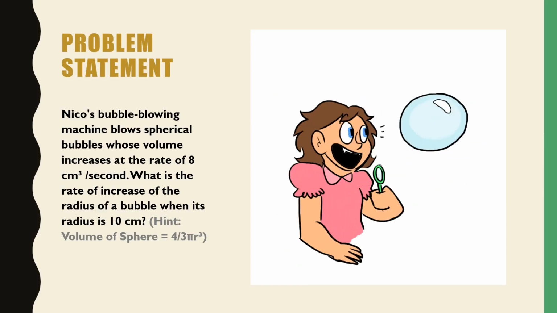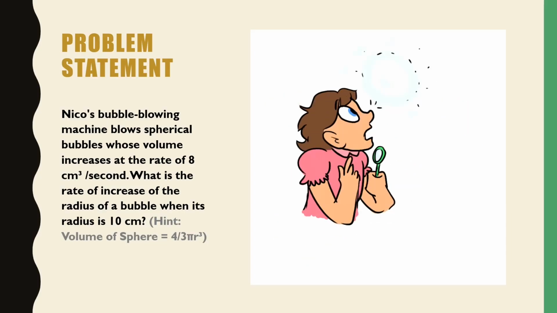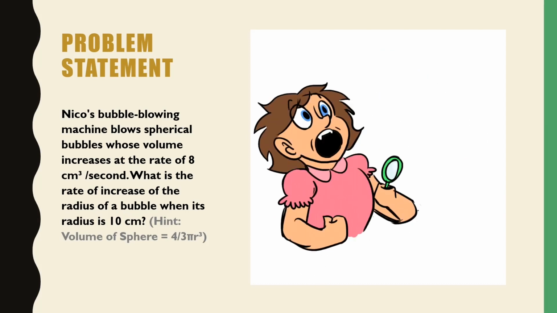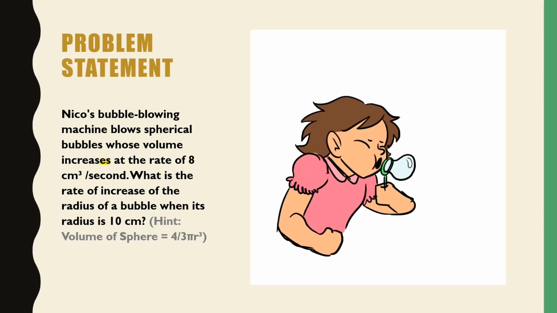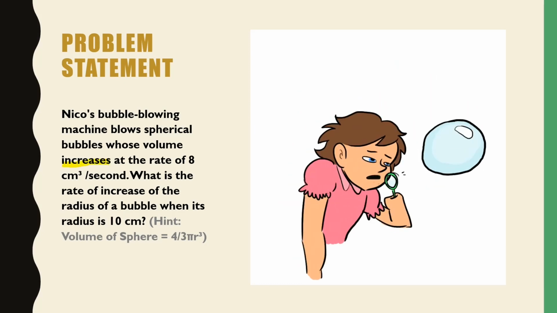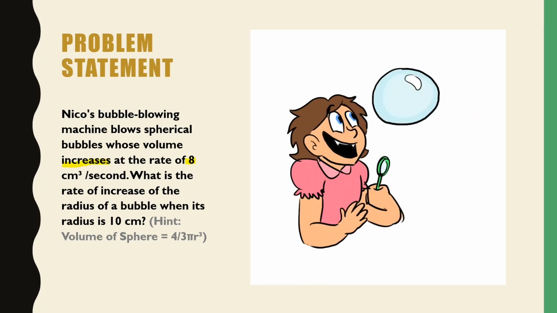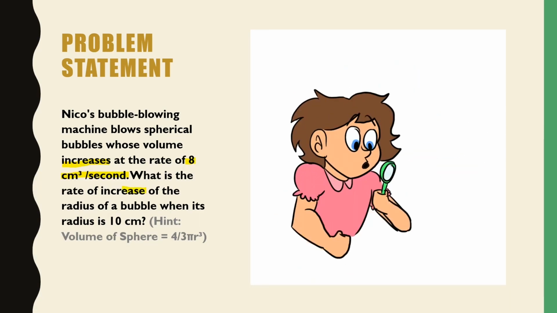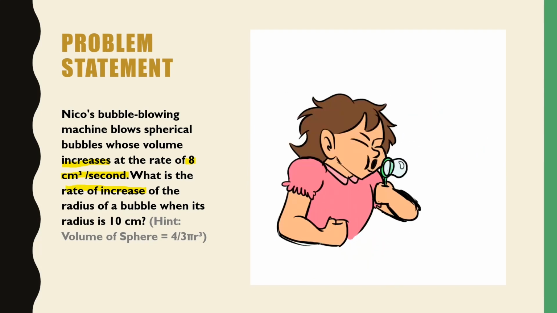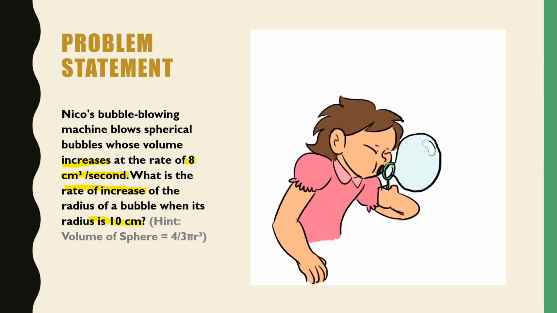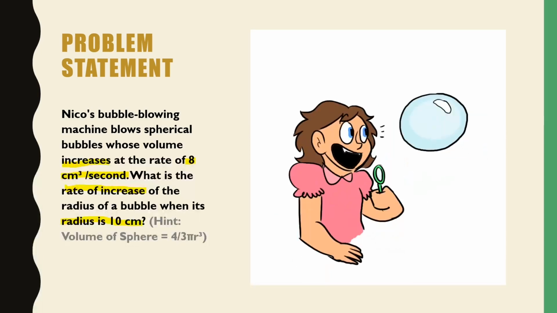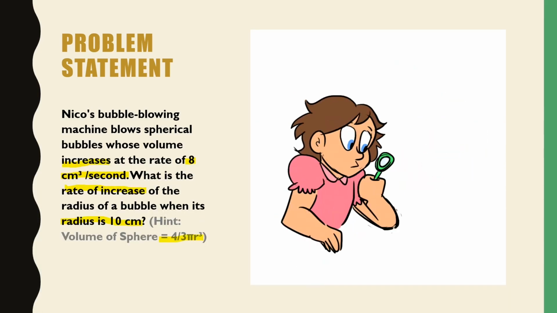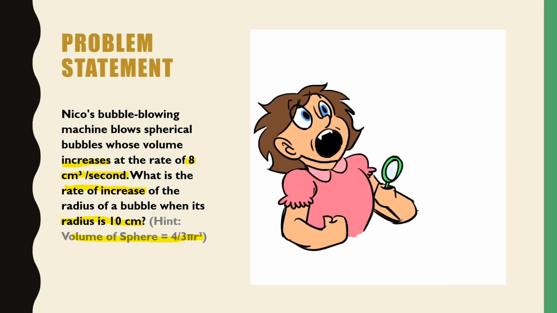So the problem that we want to solve is: Nico's bubble blowing machine blows up spherical bubbles whose volume increases at the rate of 8 cm³ per second. What is the rate of increase of the radius of a bubble when its radius is 10 cm? The hint given here is that the volume of a sphere is equal to 4/3 pi r³.